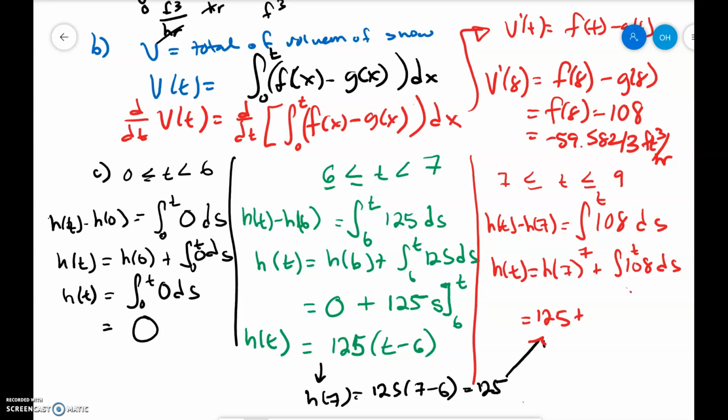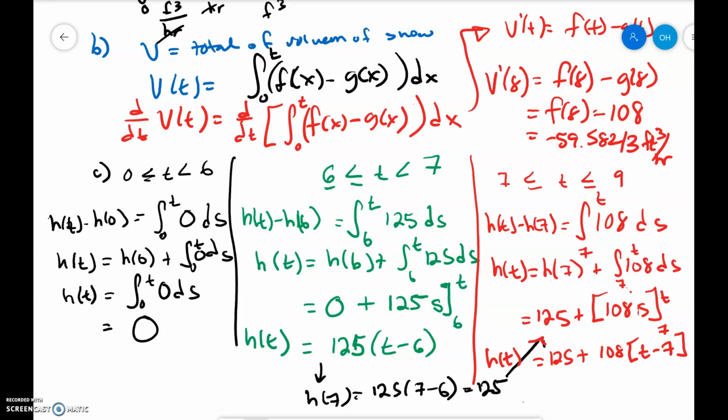Now I'm going to integrate this. So this is 108 t. And actually no, 108 s. And I'm going to integrate that from 7 to t. So now if I were to clean that up, remember this is just a coefficient, so I have 125 plus 108 times, I would plug in t minus 7. And that's my h of t equation for that part.